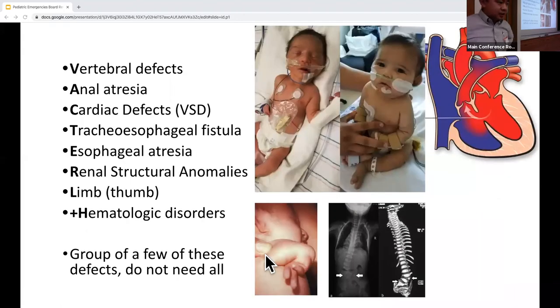And then VACTERL, just be aware that this is a thing. So VACTERL isn't a specific disease. It's just a constellation of syndromes that are often seen together in newborns. These are all usually congenital anomalies. And so you'll see a vertebral defect, anal atresia, some cardiac syndrome, TE fistula, renal disease, absent thumbs, and hematologic disorders. There's no one name for any of these things, but oftentimes you'll see a lot of these defects all in the same child. And so if you see a couple of these, it's called VACTERL syndrome, and just be aware that it exists, but it's not a contraindication for putting an IO in one of these people.